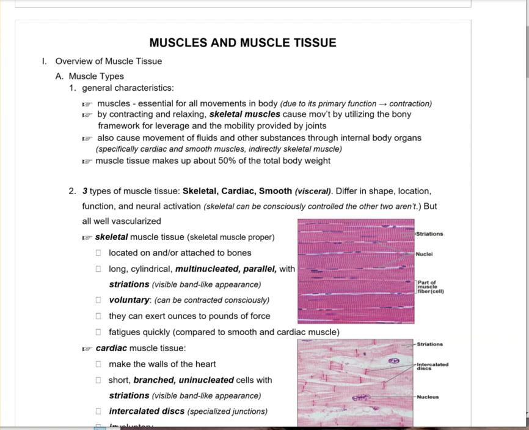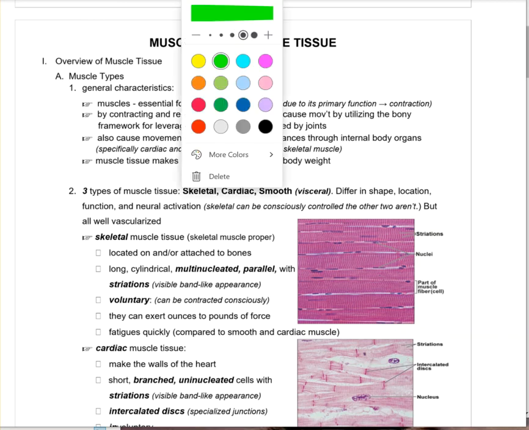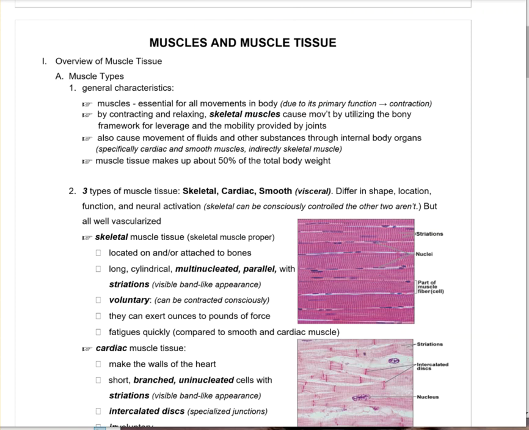Probably know most of these general characteristics. The first one is, what do muscles do? They move parts of our body. We know that. That's the first most important thing to talk about here. And so I'm going to bring my highlighter up and do some highlighting of things. All right. So all movements of the body, right? That is what muscles do.